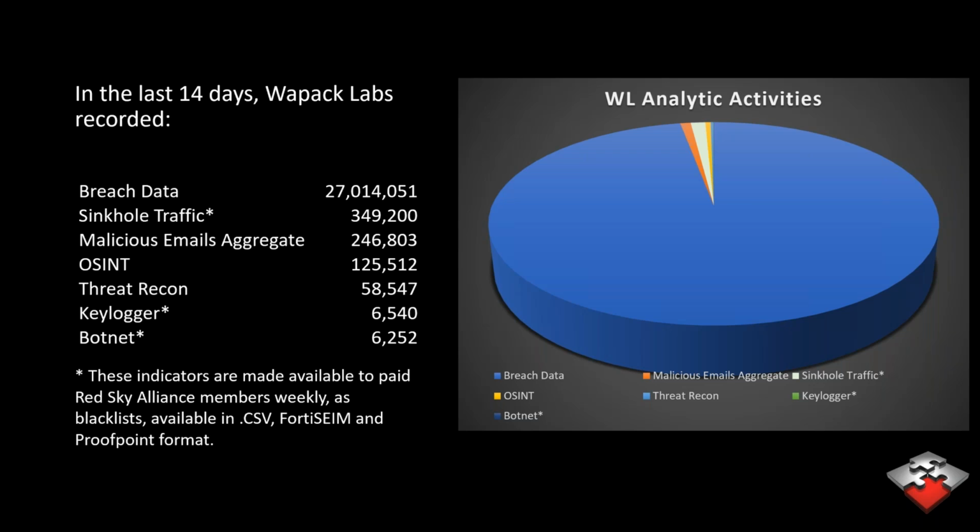In the last 2 weeks, we recorded approximately 28 million fresh indicators and breached data lines as listed above. These collections include our threat recon, keylogger, malicious emails, and sinkhole traffic, OSINT, botnet, and breach data collections. The numbers on this slide show the indicators in the respective collections. Selected indicators are available to paid Red Sky Alliance members weekly, as well as our blacklists, which come in CSV, FortiSIM, and Proofpoint formats.